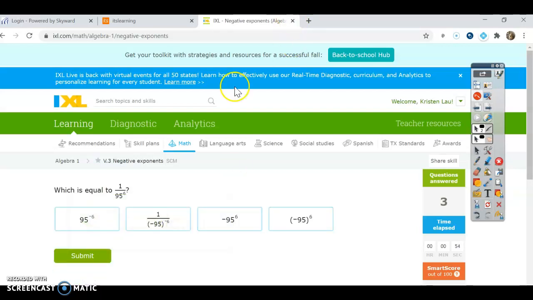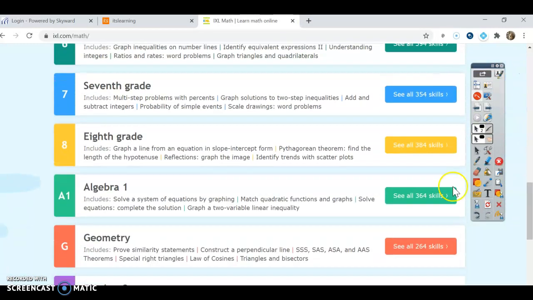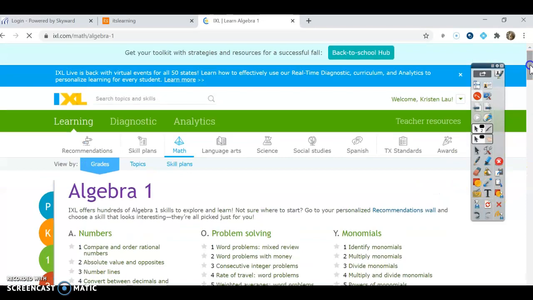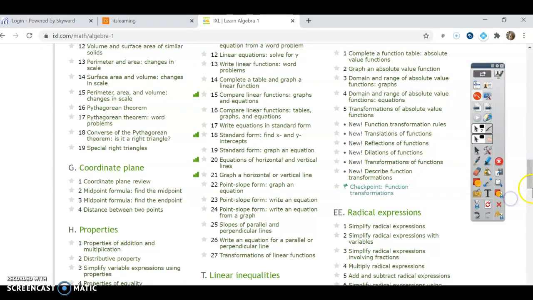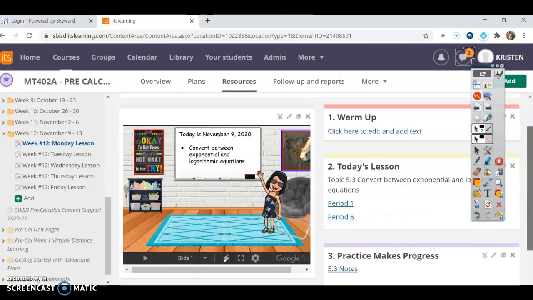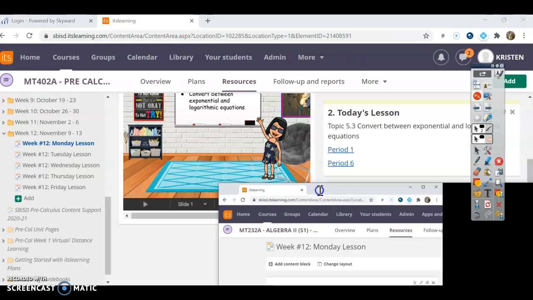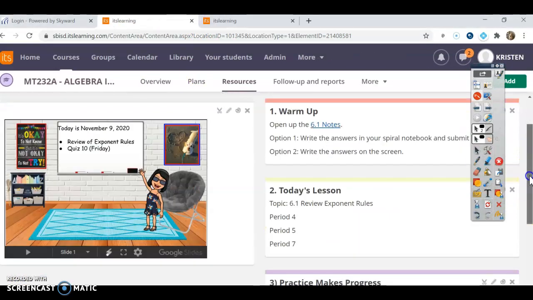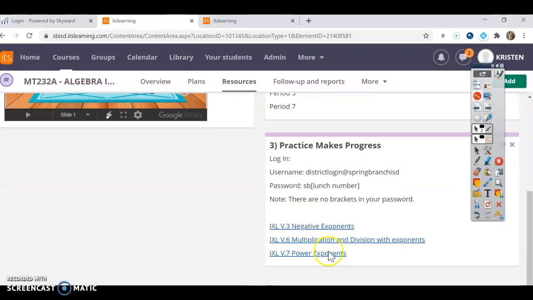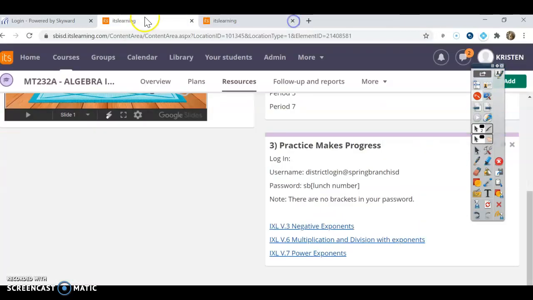Okay? Then you're going to do V6, and then V7. You can also just use the links on the It's Learning page. Oops, this is pre-cal. If I was on the correct class, you could. Here we go. Okay? So here are the links if you would prefer just to click on the links from It's Learning, and that's fine too.